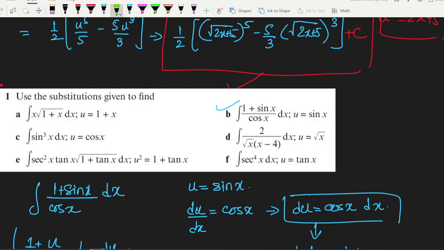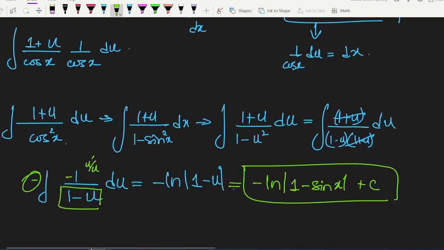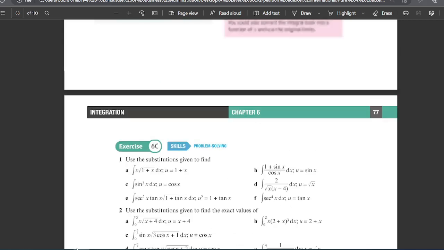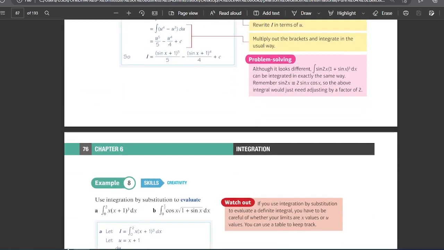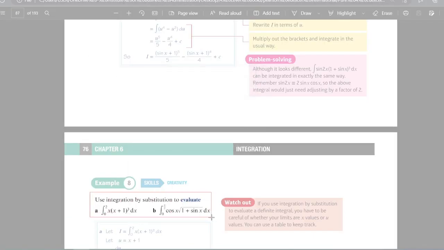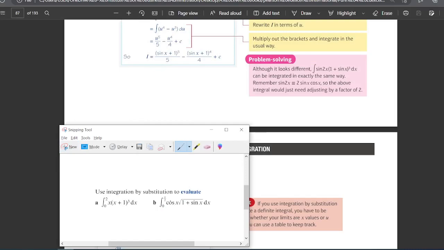Okay, let's do one question. Let's move on and do one question with limits, so that we know how to treat limits as well. This is also a fairly easy task to do, but let's do this. The question says: use integration by substitution to evaluate these.